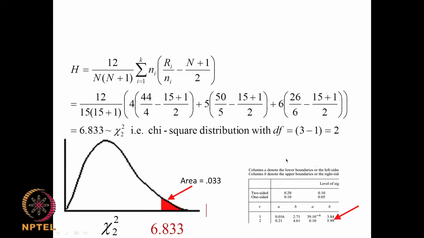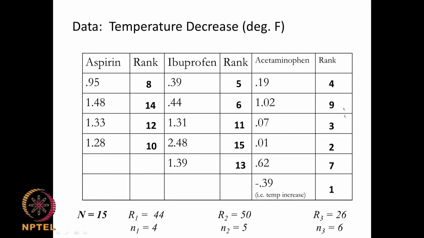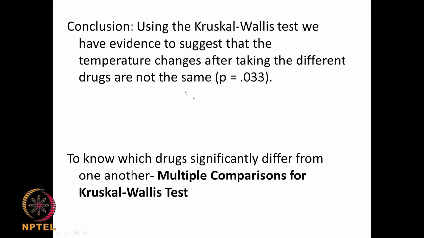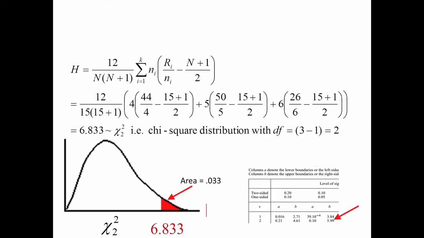Now, the next question is which drug is statistically significantly different from the other. Again, there is a different type of approach. So, the conclusion using the Kruskal-Wallis test is that we have evidence to suggest that the temperature changes after taking different drugs are not the same, because P comes out to be 0.033 area. We can get it using Excel.